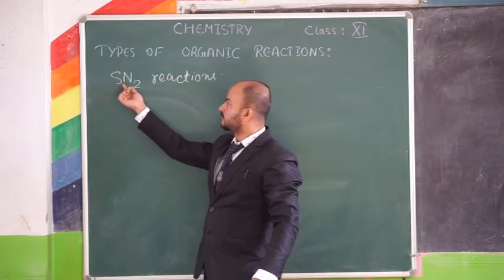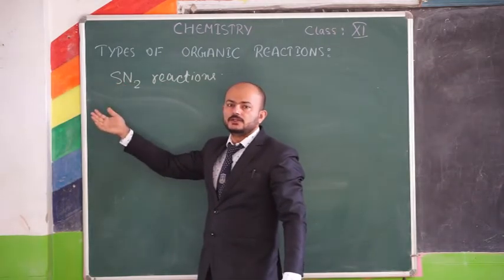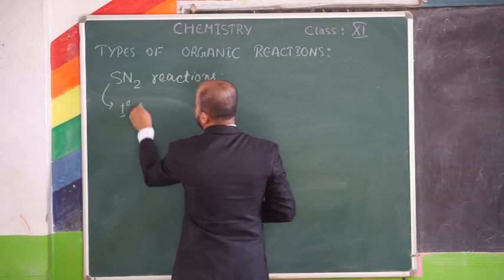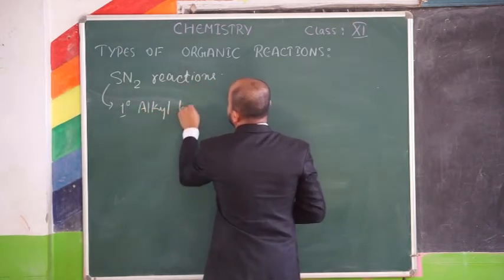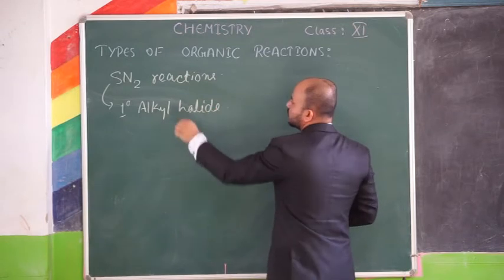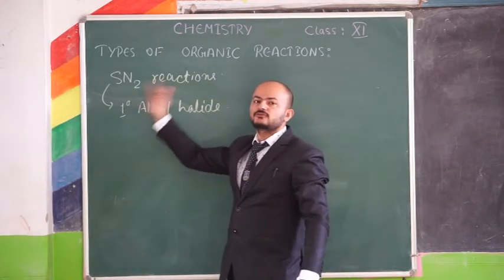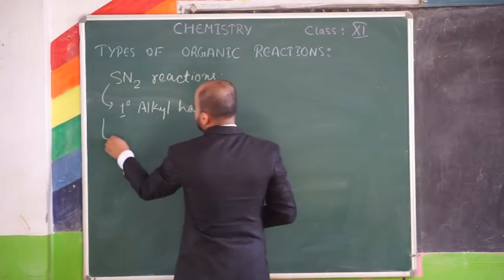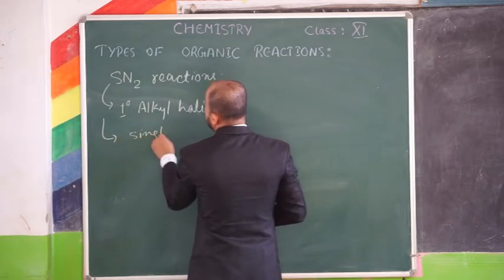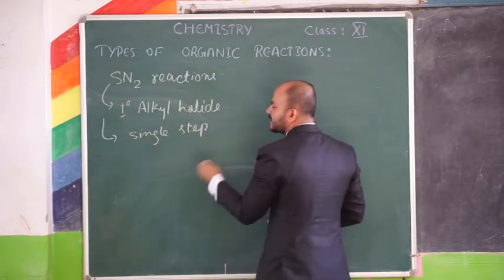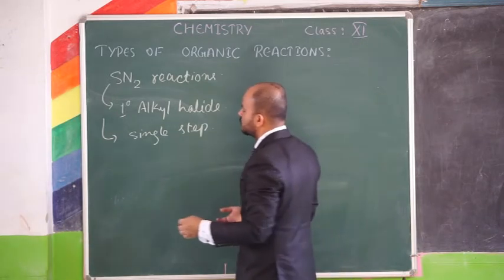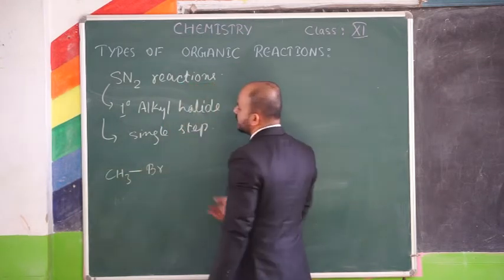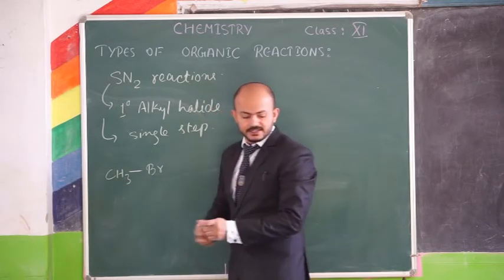SN2: substitution, nucleophilic, 2 means bimolecular. So such a reaction takes place in first degree alkyl halide. So first degree alkyl halide or primary alkyl halide undergoes the SN2 pathway of substitution reaction. So this is a single step reaction. Here bond making and breaking take place simultaneously. So let me write CH3CH2Br, this is a first degree alkyl halide.